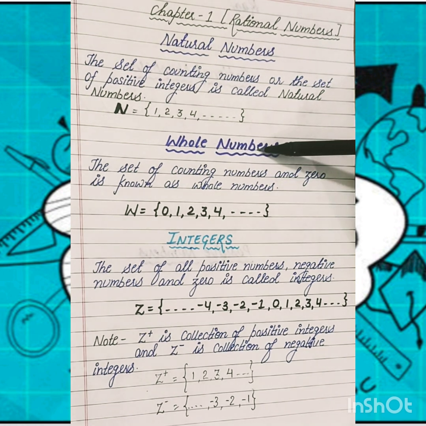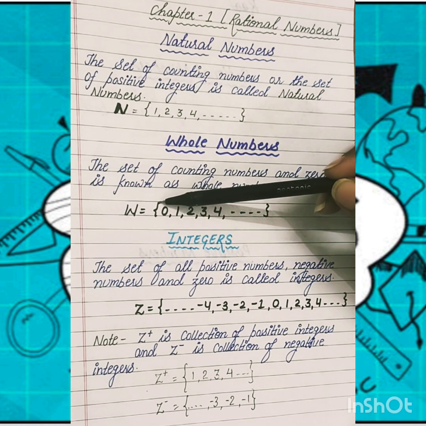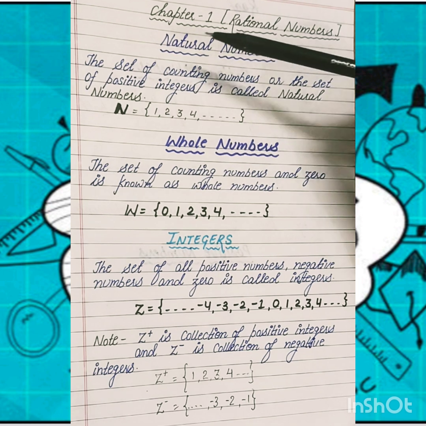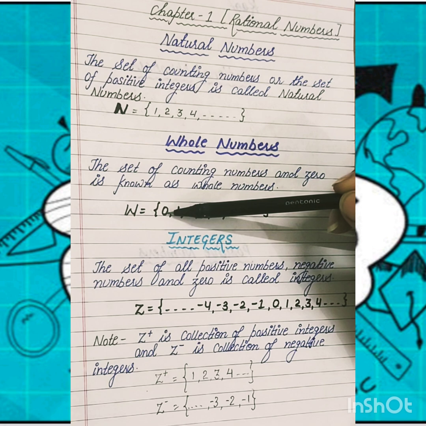Next is whole numbers. When we write 0 with the natural numbers, then this collection forms collection of whole numbers, and you have to remember one thing: natural numbers always begin with 1 but whole numbers begin with 0.